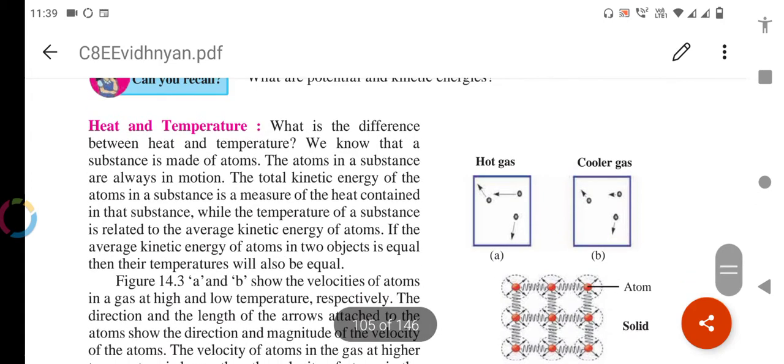So students, what is the difference between heat and temperature? We know that a substance is made up of atoms. हमें पता है एटम से सब्सटेंस बनता है. The atoms in a substance are always in motion. जो भी एटम होता है सब्सटेंस में हमेशा वो मोशन में होता है.